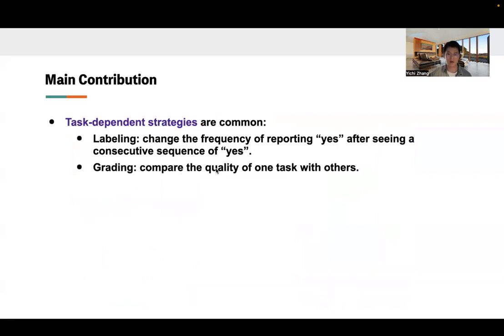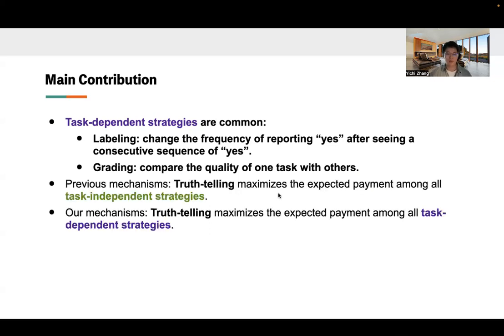Task-dependent strategies are very common in practice. For example, while labeling, agents tend to change the frequency of reporting yes after observing a lot of yes. In the grading setting, it is very common for a grader to compare the quality of all different tasks before reporting. Our main contribution in this paper is that previous mechanisms all focused only on task-independent strategies. However, we propose a mechanism that can incentivize truth-telling among all task-dependent strategies.